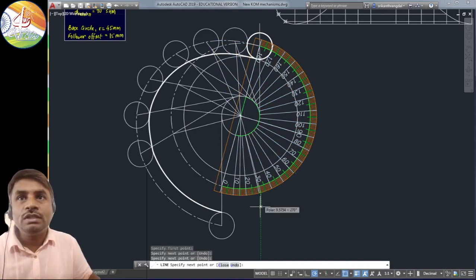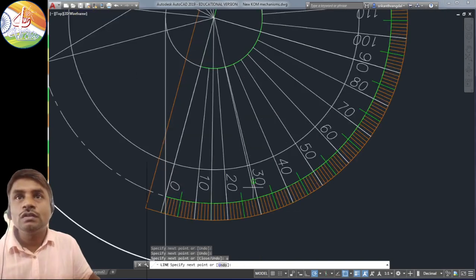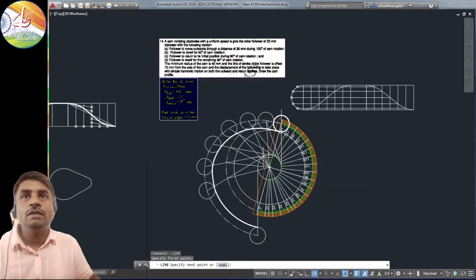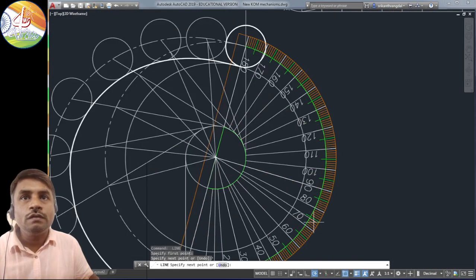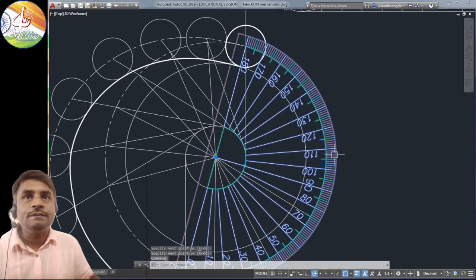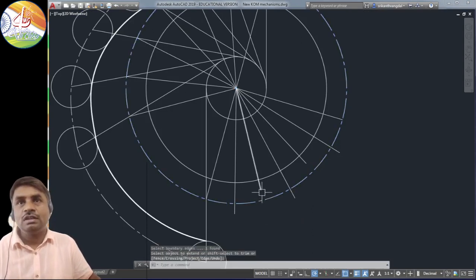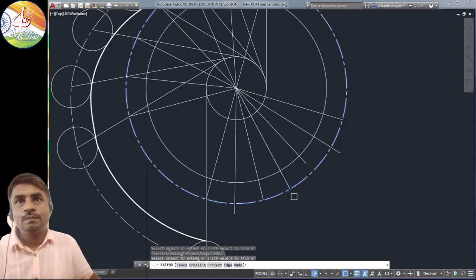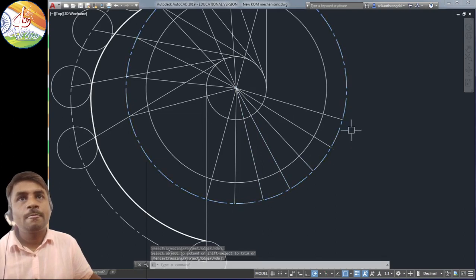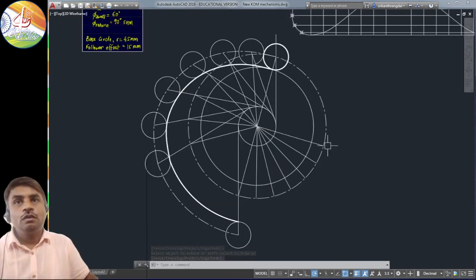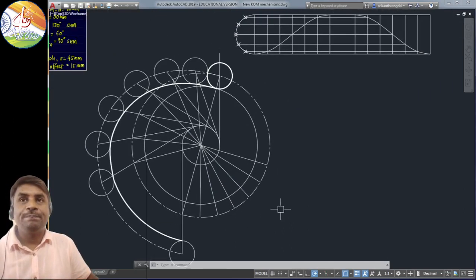So 15, and then comes 30, and the next angles will be 45. From 45 we have to take 60, and then 75 to 90. So these are our lines. We need to extend these lines up to here. And these are the lines on which we have to lower our cam slowly.